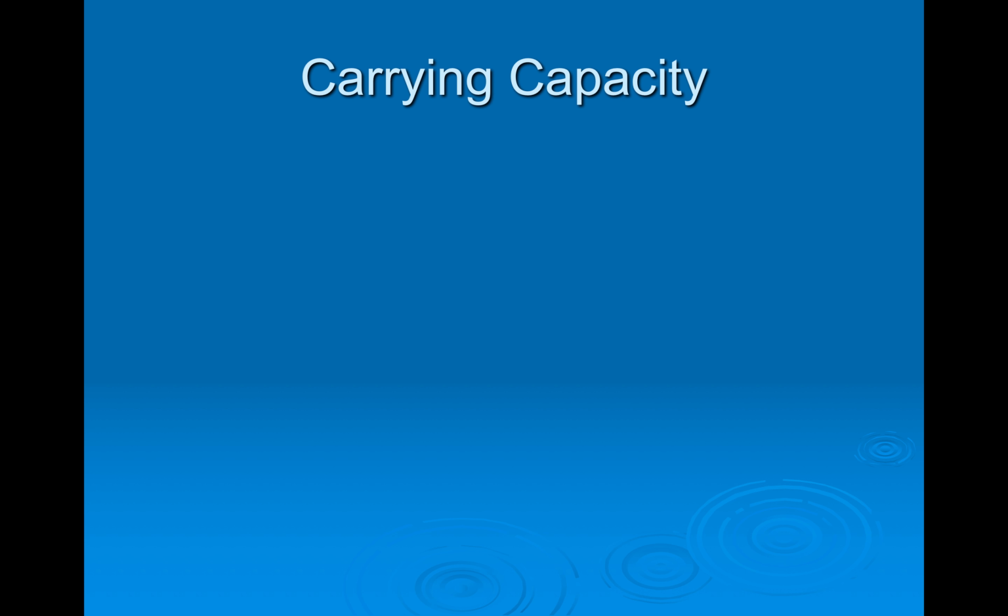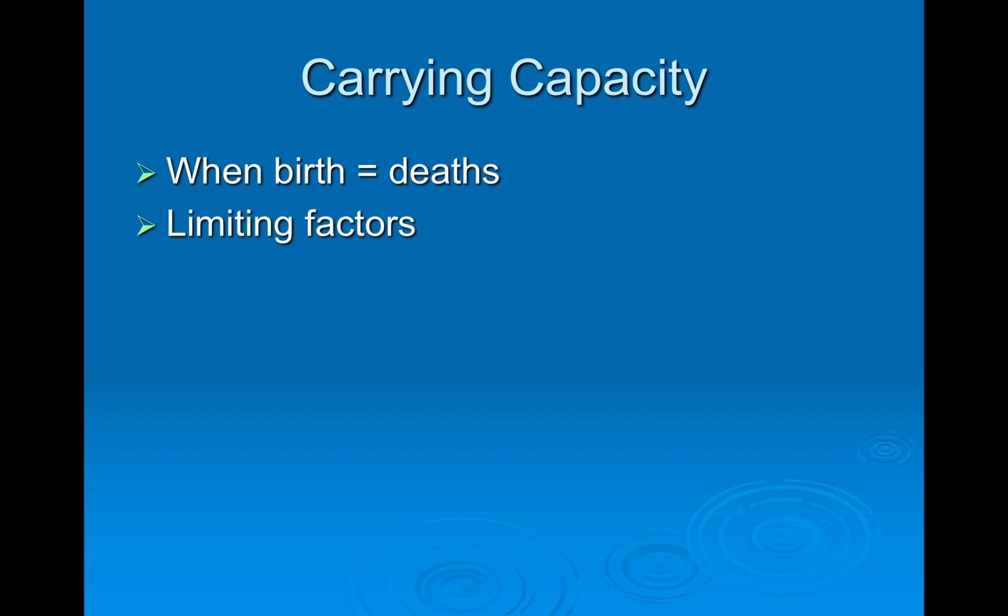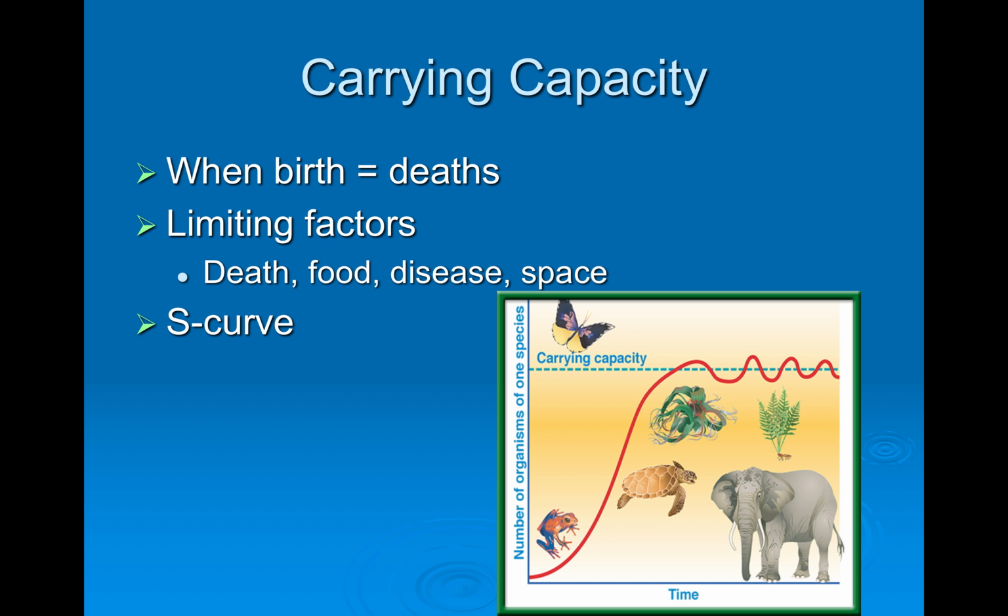All right, now, populations can't do this forever. Okay, eventually they are going to run out of something. Okay, they're going to run out of food, they're going to run out of water, they're going to run out of space. Okay, organisms are going to start dying at about the same rate that organisms are born. Okay, when this happens, we say that the population has reached its carrying capacity. So when births equal deaths, that's carrying capacity.